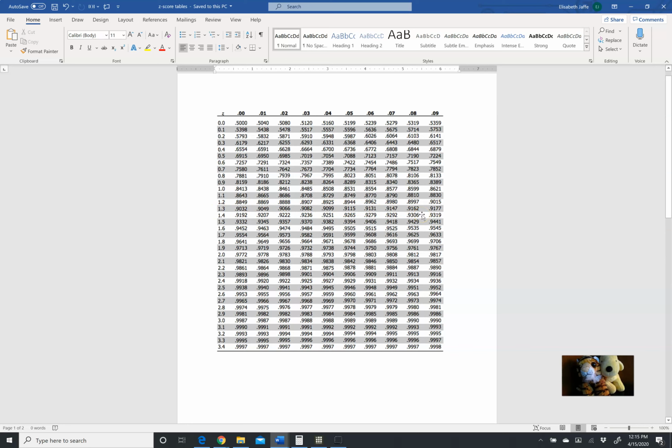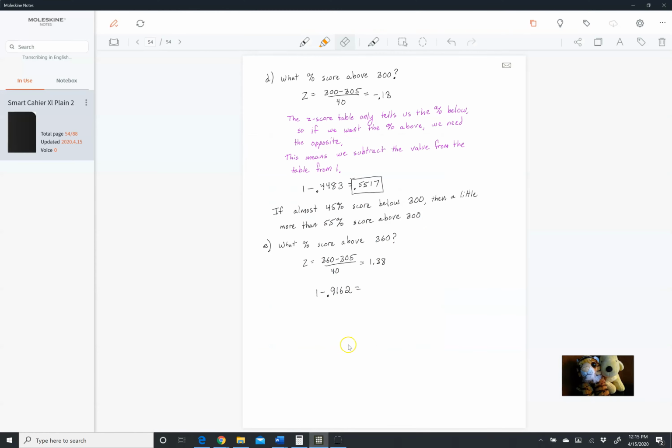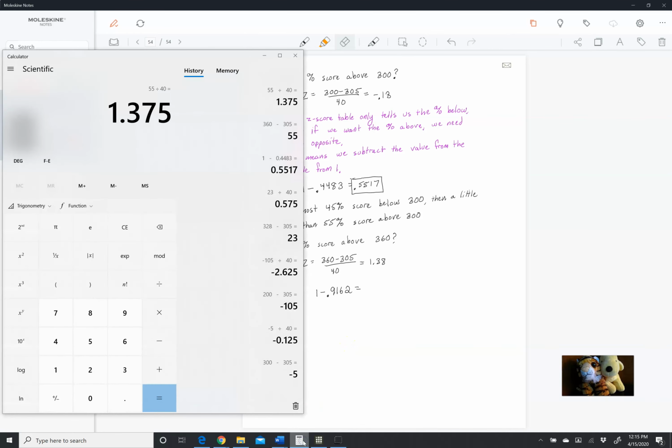So we need 1 minus 0.9162. The 0.9162 came from the table, but then we need to subtract from 1 because we want what's above. And we get that it's only about 8%.